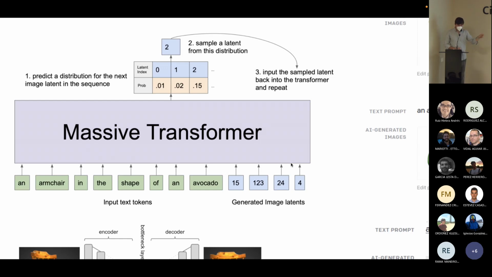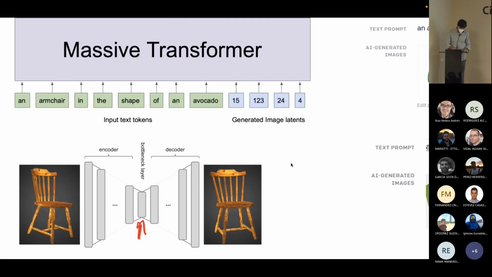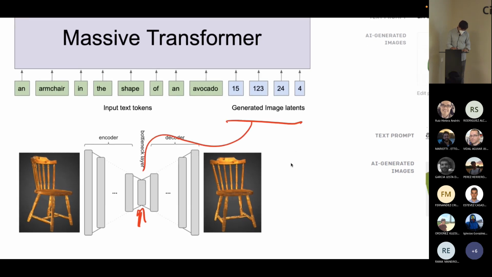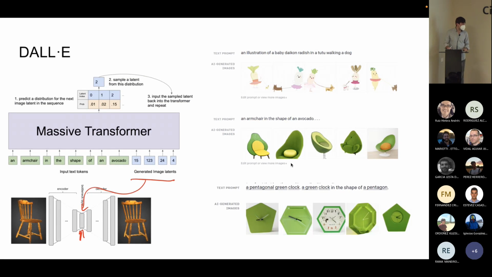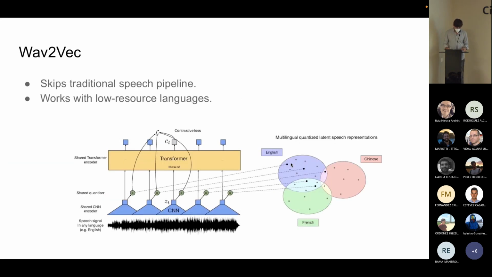So the transformer learns to generate this representation that will decode the image, and the results are astonishing. But like with all of these models, this is huge, and this was trained by OpenAI, the same company as GPT-3.